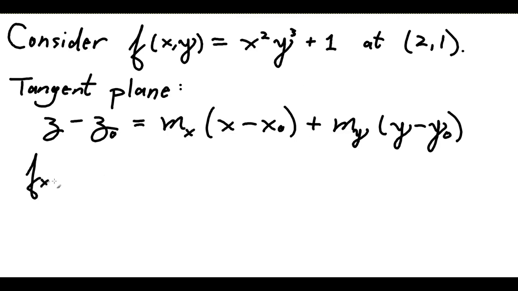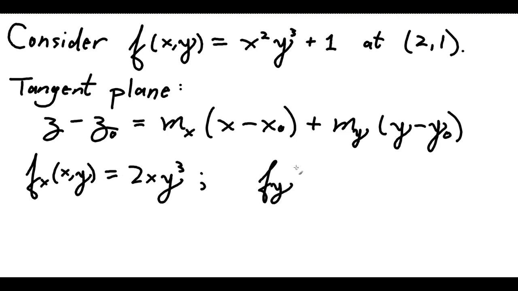So let's compute those. F sub x at a generic xy point. We'll take the partial derivative of this with respect to x. That looks like 2xy cubed. And f sub y, taking the partial derivative now with respect to y, that looks like we get a 3x squared y squared. The 1 being constant goes to 0 in both cases.